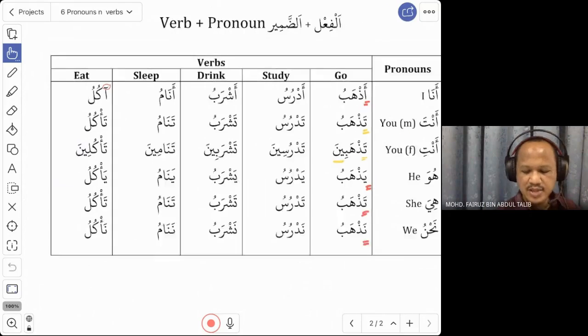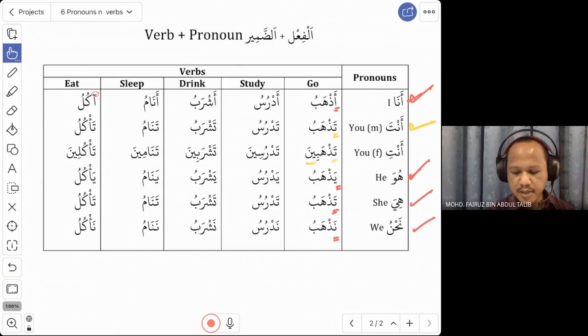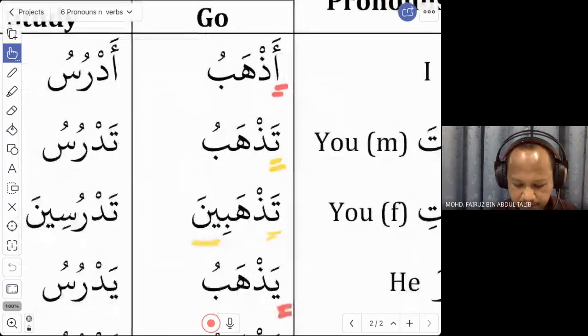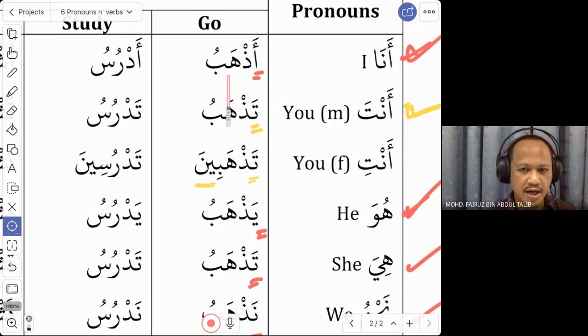All right. Any questions so far? No, sir. Okay. If there is no question, let us try to memorize this together. We start with the verb azhab. I will mention the pronoun and you give me the verb, whether it starts with a, ta, na or ya. So try without looking at the notes, try to listen to me. Azhab is for ana. Ana azhab.